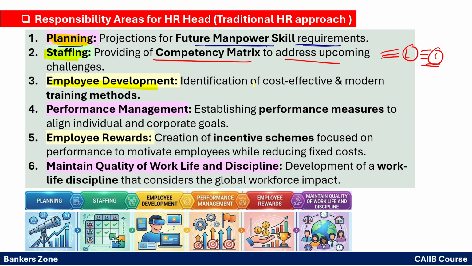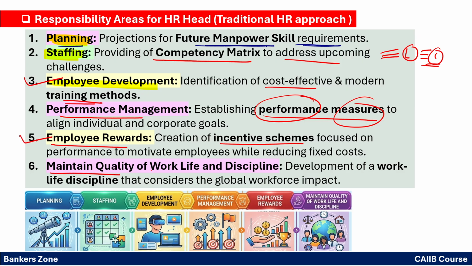Employee development: identifying cost-effective and modern training methods, that is the role of the HR head. With respect to performance management, he should be able to establish performance measurement and align individual and corporate goals, meaning how to measure the performance, right? That is part of the HR head. Employee reward: creation of an incentive scheme, right? That should focus on motivating the employees basically. This is part of the HR head.